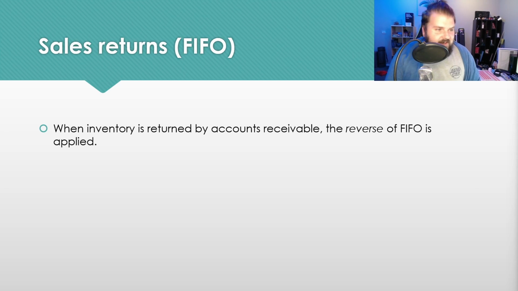But looking at sales returns, when inventory is returned by an accounts receivable, so one of our customers, the reverse of FIFO is applied. Now, that might seem a little bit strange, but basically the last price that we use in the out column is the first price that we consider being returned. And then, if we keep tracking further back, we go to the next price and the next price. So let's have a look at that.